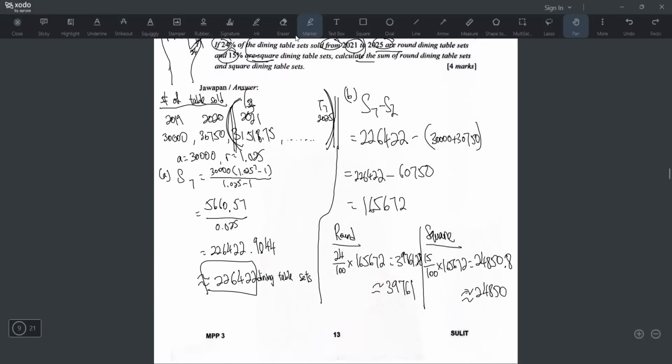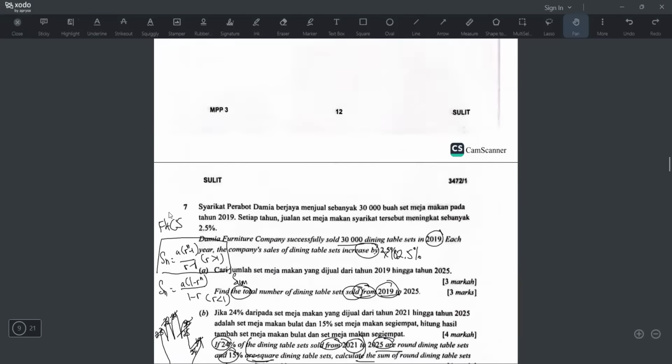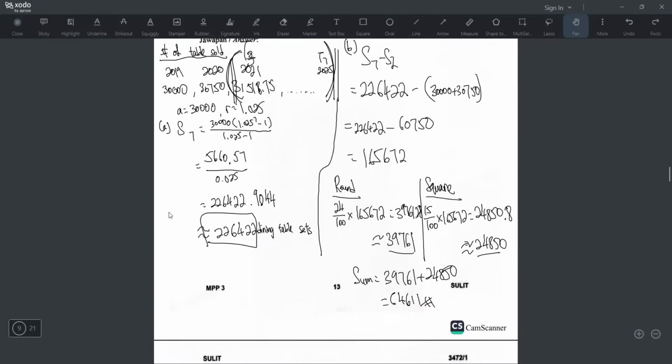Okay, now for the final answer, calculate the sum of round and square. So the sum is this one plus this one. 39761 plus 24850. So let's count that. 24850 plus 39761. Okay, 64611. So that is the answer. The sum of round dining table sets and square dining table sets is this. Hope you understand. I'm done with this question. Let's move on.